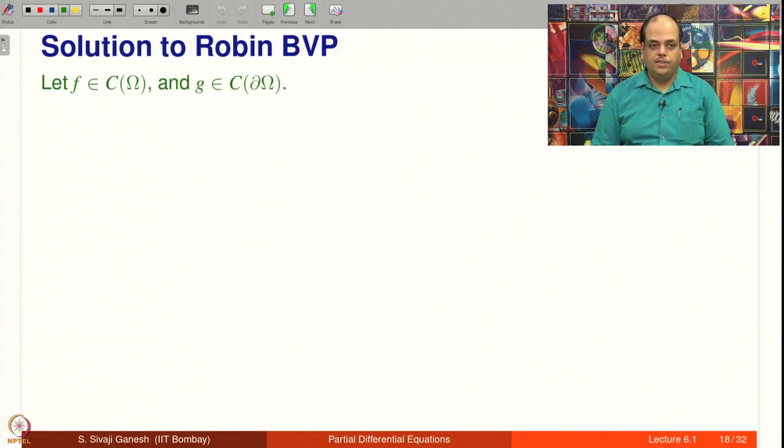What is the definition of a solution to Robin boundary value problem? Let f be a continuous function on omega and g be a continuous function on the boundary of omega. A function phi in this space C2 of omega intersection C1 of omega bar. This is natural because C2 is coming from the requirement of Laplacian phi equal to f, and C1 will come because of the requirement of the boundary condition.